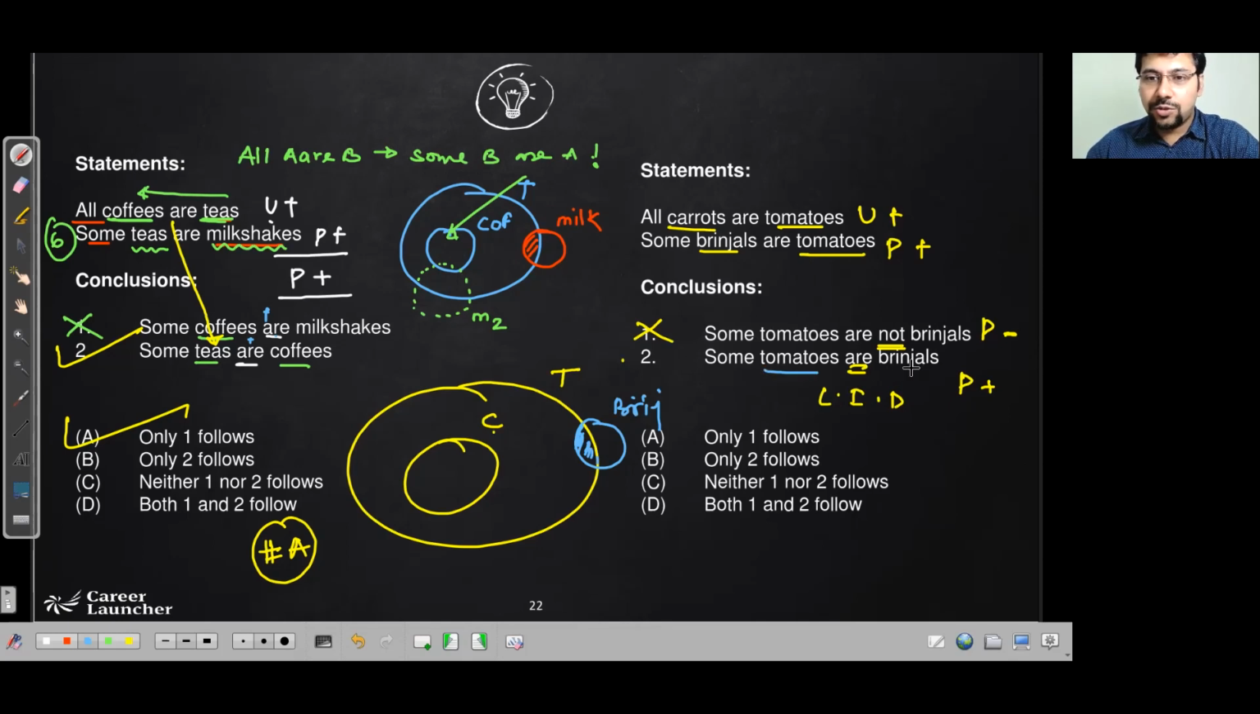Now, are some tomatoes brinjals? Tomato and brinjals come only from this, so it's an immediate conclusion driven from this. See, tomato, brinjal, brinjal, tomato. I think there was no need of drawing a diagram at all, but even if I did, it's okay. I can always say some tomatoes are brinjals and some brinjals are tomatoes in any logical possibility. So the answer to this is definitely going to be.